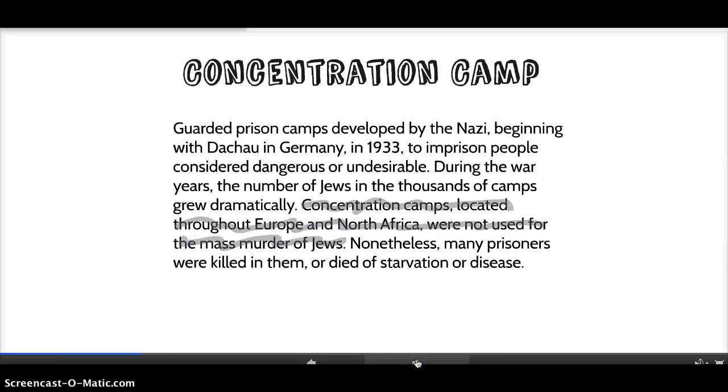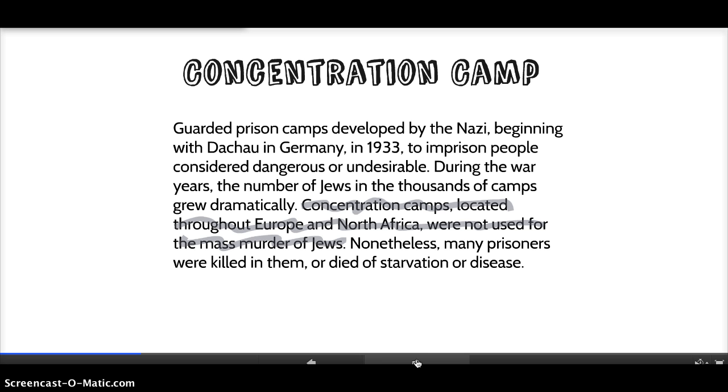Concentration camps. What you need to know about concentration camps is that they were located throughout Europe and North Africa, and they were not used for the mass murder of Jews. So they were developed by Nazi Germany, beginning with Dachau in 1933. And they were used as a prison. They were used to imprison people who were considered dangerous or undesirable. So they kept putting people in these camps. They wanted the Jewish people to die, but this wasn't the place that they killed them.